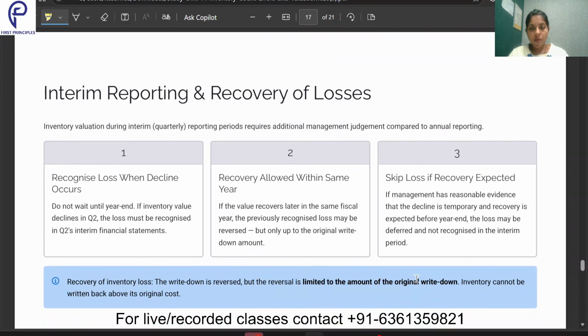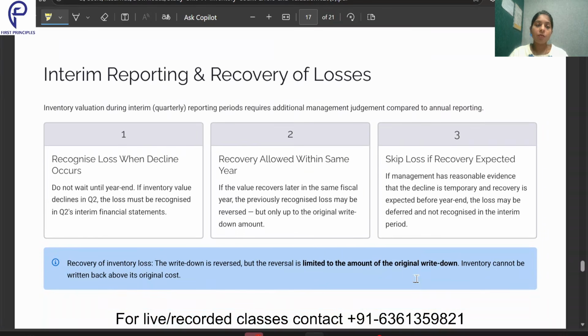Then coming to interim reporting and recovery of losses. When do we recognize the loss? We recognize the loss when the actual decline occurs. That means we do not wait. Suppose the decline is there in Q2, the loss must be recognized in Q2's interim financial statements, and we should not wait until the year end.